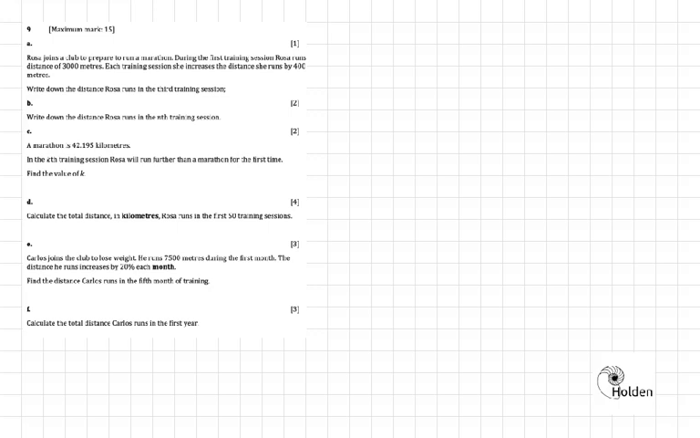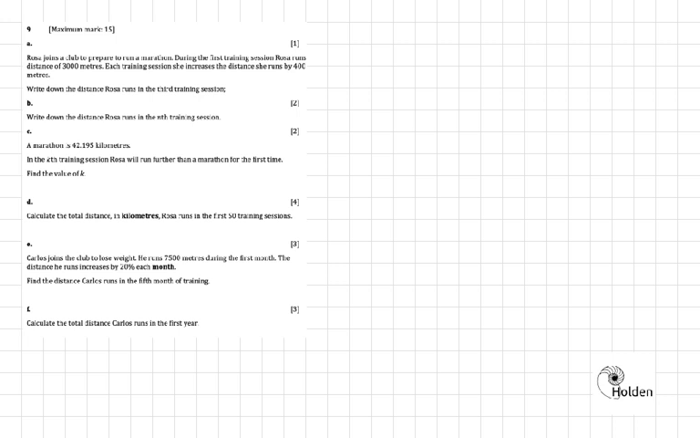Question 9. Maximum marks 15. Rose joins a club to prepare to run a marathon. During the first training session, she runs 3,000 meters and she increases distance by 400 meters. Write down the distance, Rose. Well, this is telling us it's an AP. It's an arithmetic progression. So we've got our formula pack for this.